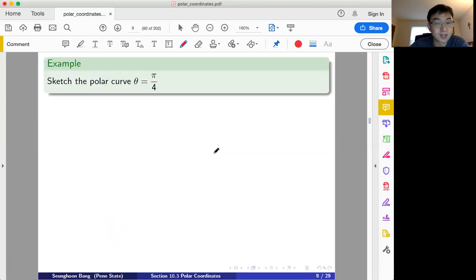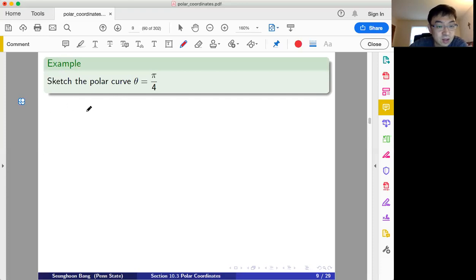Next, sketch the polar curve theta equals pi over 4. What is the graph of the polar curve theta equals pi over 4? What is the shape of the graph? Do you remember the previous one, r equals 2? We have a circle. What is theta equals pi over 4? You're right, a line passing through the origin. What does it mean? The angle doesn't change. The length changes, but the angle doesn't change.